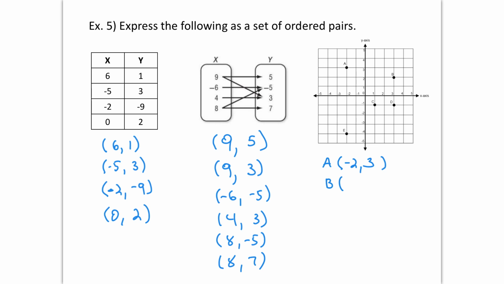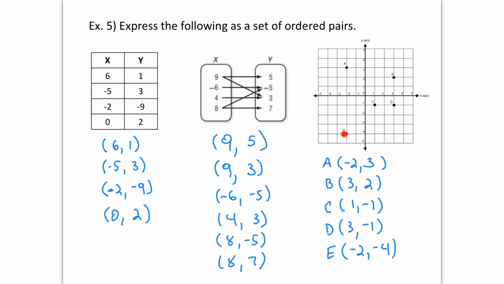My next point is B. So it's going to be positive 3, positive 2. The next one is C. Point C is at 1, negative 1. And again, that's because from the origin, you go 1 to the right, so that's positive, and 1 down, that's negative. You always start with the x-axis. You always go to the left or to the right. The next one is point D, which is 3 and negative 1. And the last one is E. Point E is at negative 2 and negative 4.